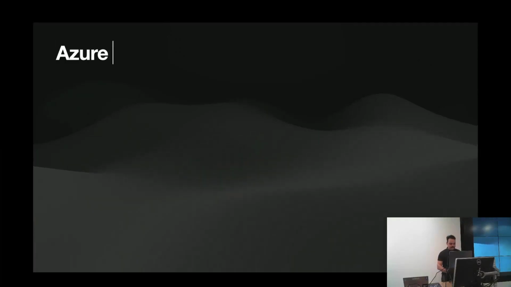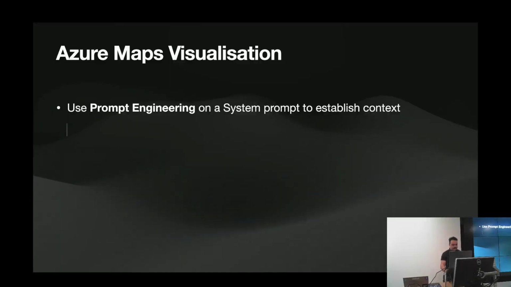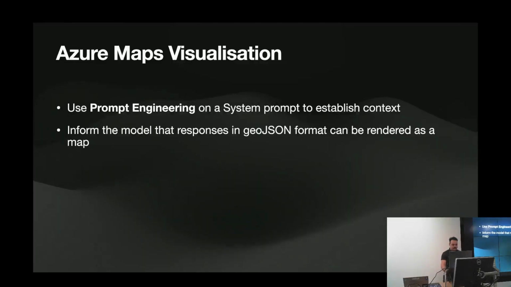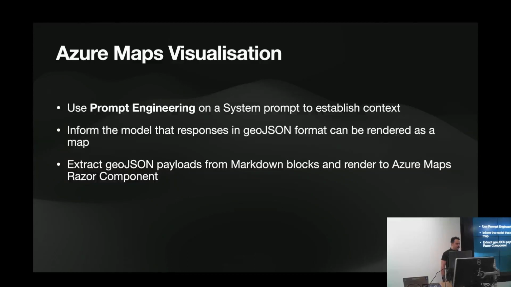So I'll quickly demo the Azure Maps visualization. I've used prompt engineering on the system prompt to establish a context that essentially tells ChatGPT, if the user requests geographic information, it's rendered in the front end as a GeoJSON block, and then we extract that and render it to an Azure Maps component, because the Azure Maps component can interpret and render geometry features from a JSON text payload.